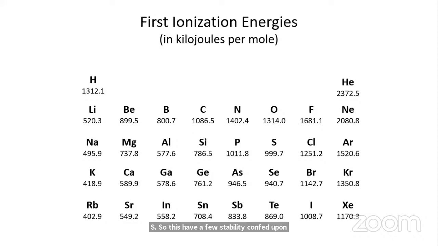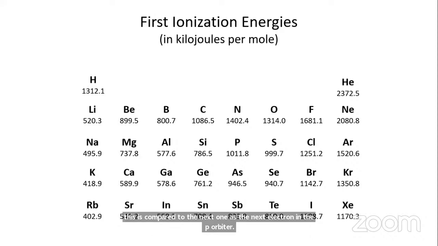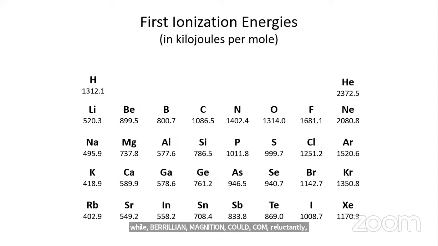And this is compared to the next one, which has the next electron in the p orbital. So while beryllium, magnesium, calcium, and strontium reluctantly lose their electrons, which gives them quite a high ionization energy, the elements boron, aluminium, gallium, and indium will readily lose the 1 p electron to give us the configuration of a filled orbital.